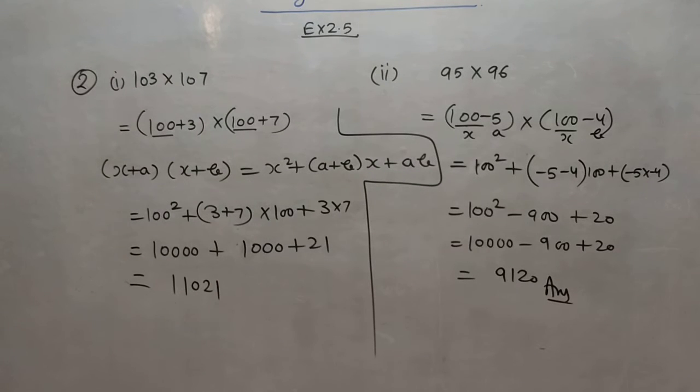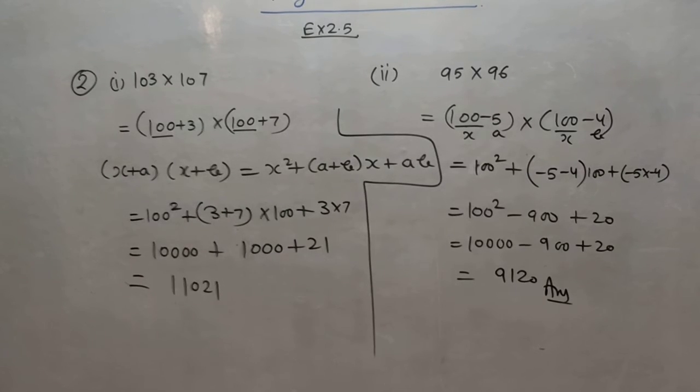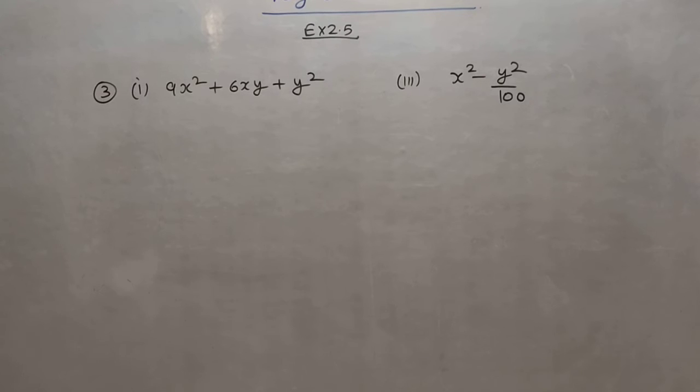So these sums are very easy. So next sum also you can do, second, third part. Now question number 3. Question number 3 again related to identity, 9x square plus 6xy plus y square. 9x square plus 6xy plus y square.